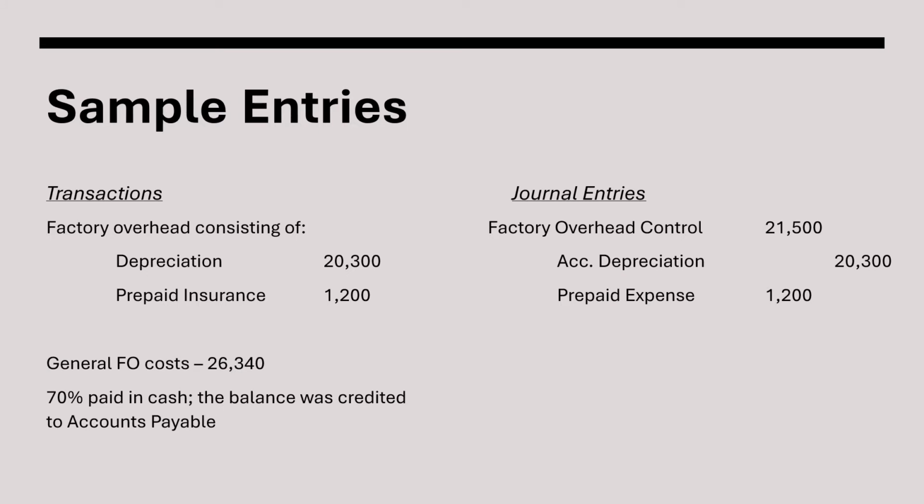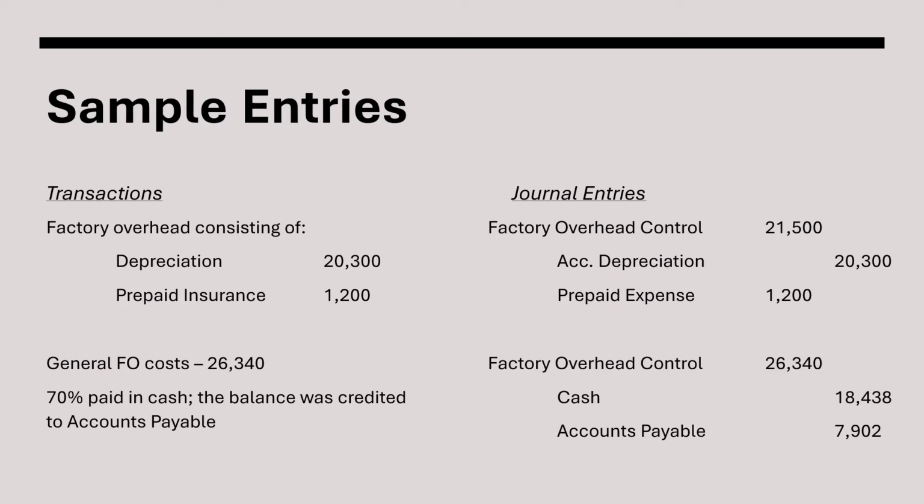So what if the general factory overhead costs 26,340, where 70% is paid in cash while the balance is credited to accounts payable? So you simply debit factory overhead control, which is 26,340, and you credit cash, that's 70% of the total general factory overhead, which is 18,438, while the remaining 30% is 7,902 pesos. So that's just multiplying what is given.